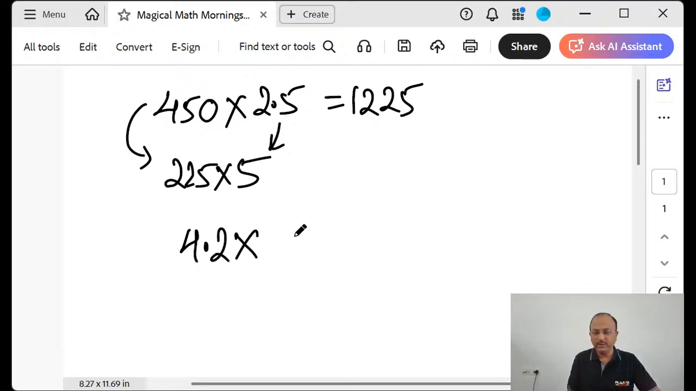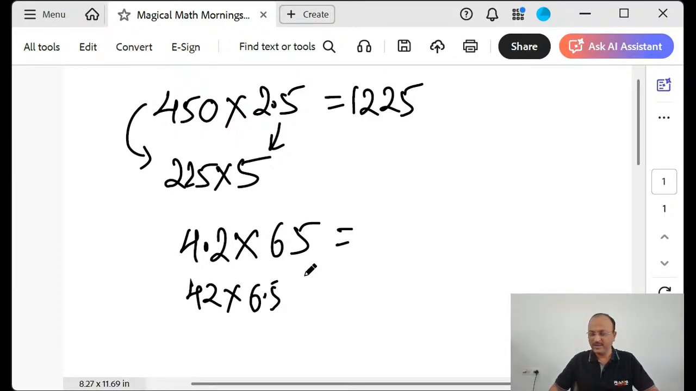And if you want to take 4.2 into 65, let's do this. 4.2 into 65, little difficult one. No, 1225 is correct because 225 into 5, 2 0 5s are 1000. It will come slightly above 1000. Correct? No, definitely 1225 is the correct one. We should know how to cross check also. 4.2 into 65. I rewrite this as 42 into 6.5. Correct? And then try to do this one.